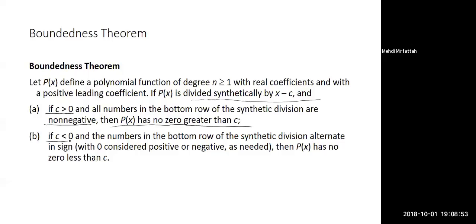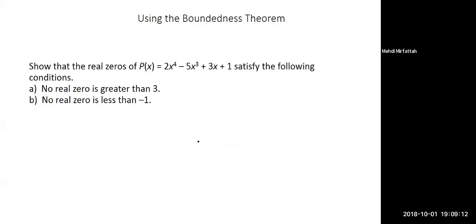And then the second is, if c is less than 0, and the numbers in the bottom row of the synthetic division alternate in sign, then you can say that p of x has no zero less than c. Again, every time you look at the example, these terms will make a lot more sense. Let's take a look at this example here. We want to show that the real zeros of p of x, if p of x equals 2x to the power of 4 minus 5x to the power of 3 plus 3x plus 1, satisfy the following conditions.